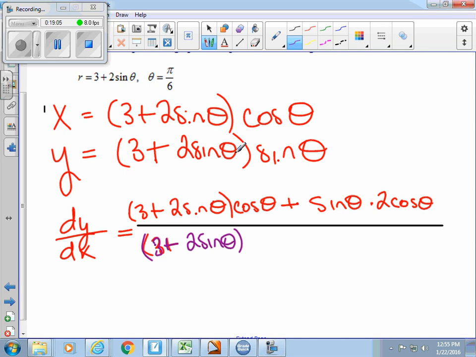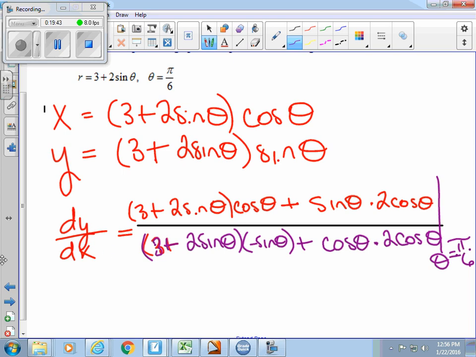Left d right, which is, yes, plus right d left is the same, right? Correct, because it's the same left-hand function. There may be some simplification that could be done here, but what am I asked to do? At pi over 6, right?